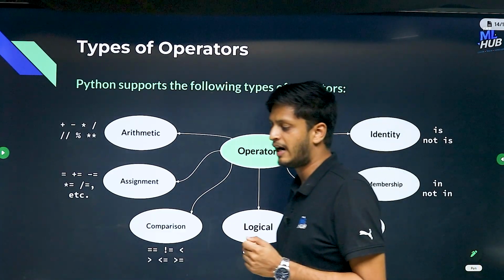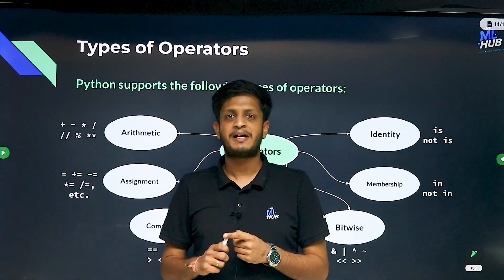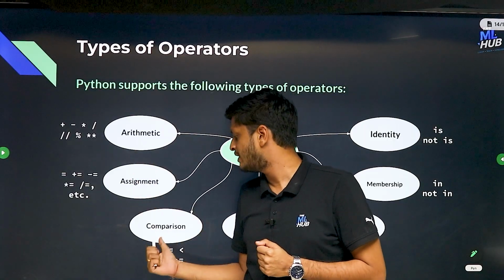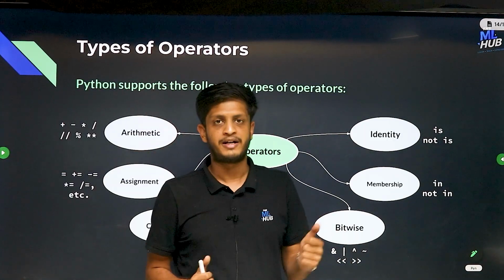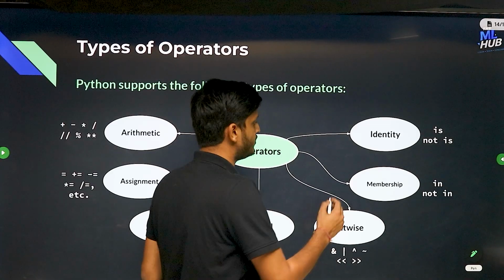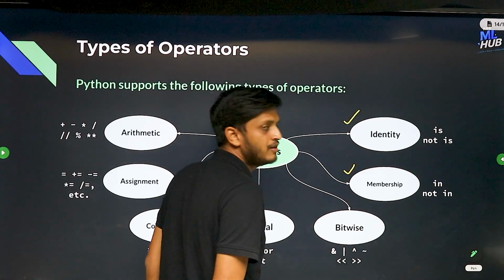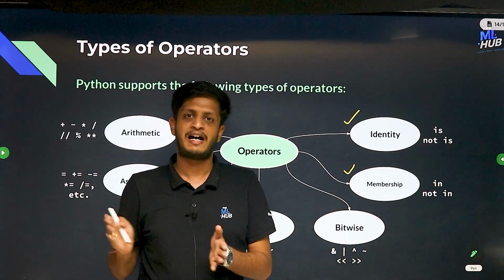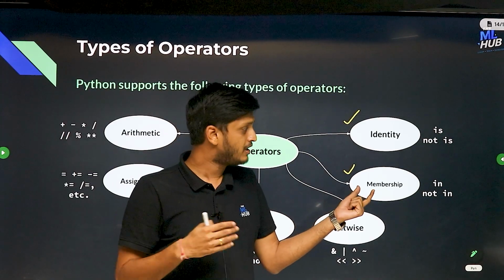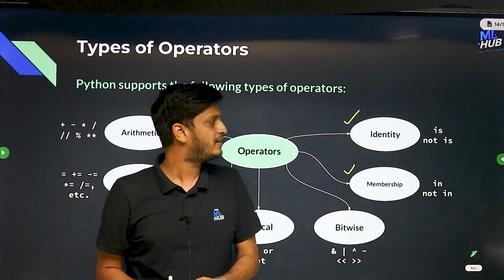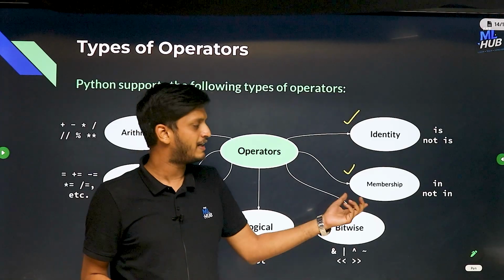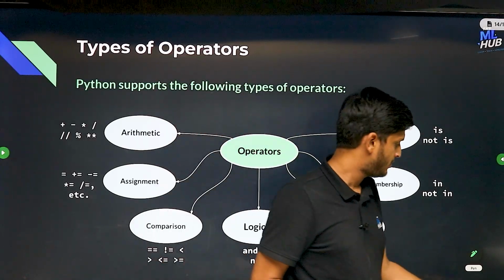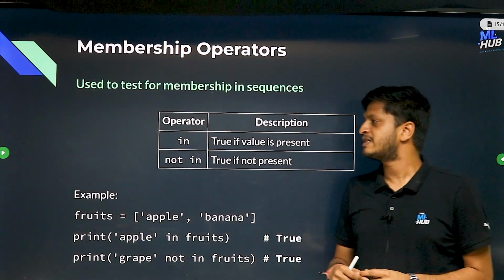Now I told you one thing. When we were discussing operators in Python, we covered arithmetic, assignment, comparison, logical and bitwise operators. But we did not cover two operators, which are membership operators and identity operators. The reason is you will be able to understand them better since we have already covered data types and variables. Now is the right time to cover them. So in this lecture, let's see what the membership operators and the identity operators in Python are. First is membership operators.